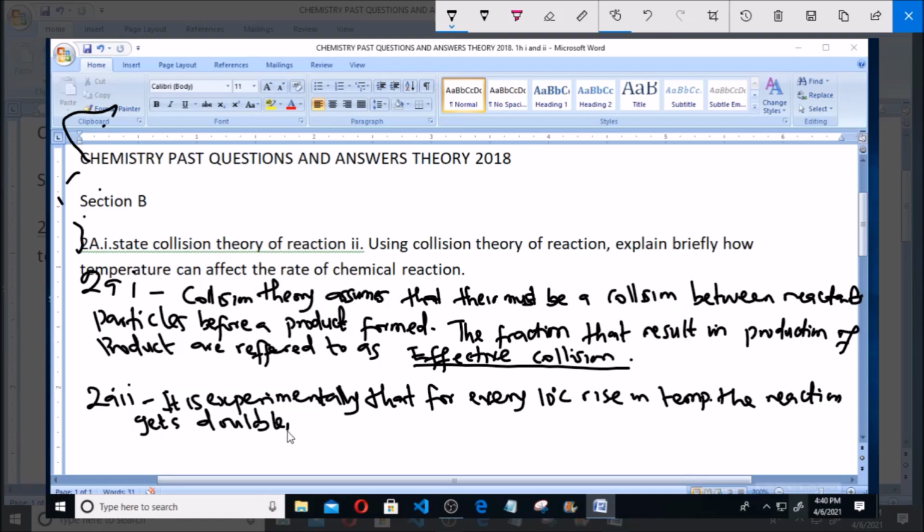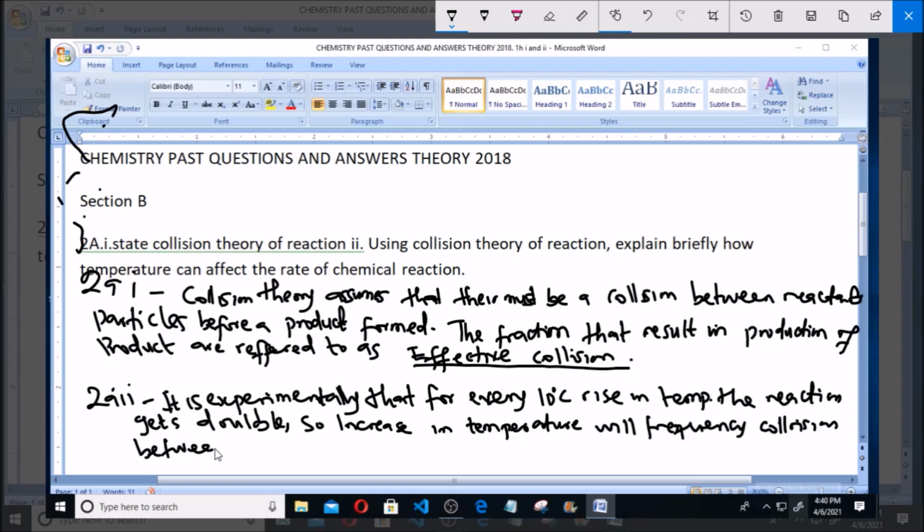So increase in temperature will cause more frequent collision between reactant particles as a result of energy gain from the increase in temperature. So increase in temperature will lead to much more effective collision of reactant particles, and it makes the reaction proceed to production at a faster rate.